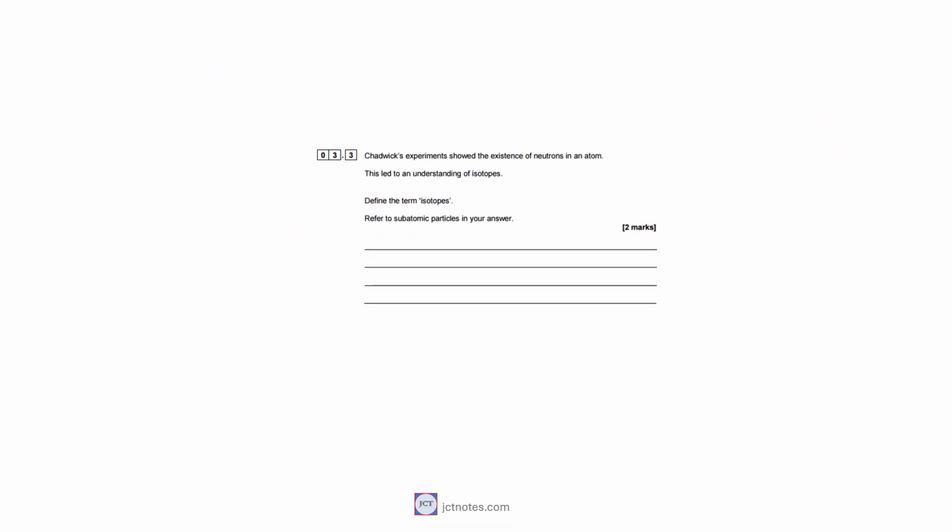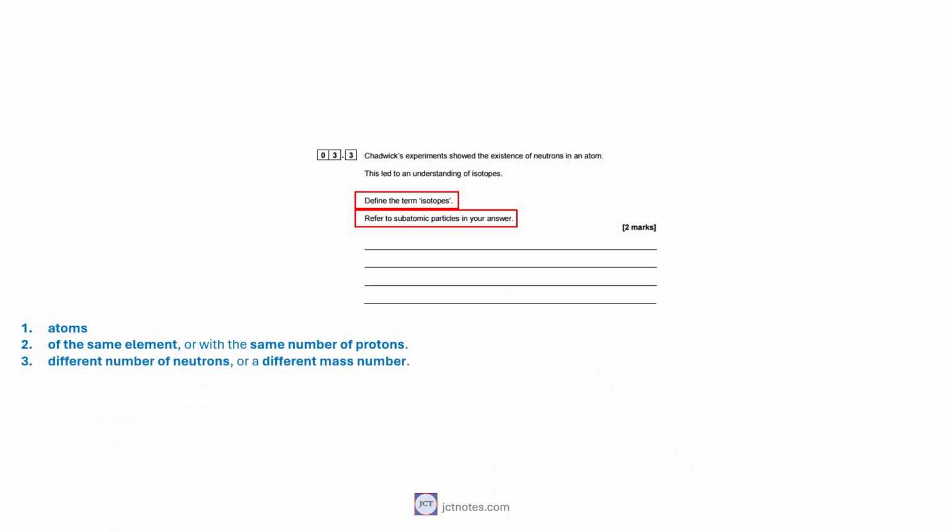In question 3.3, we are asked to define the term isotopes, referring to subatomic particles in our answer. To get full marks on an isotope definition, your answer must be a strict 3-part checklist. Part 1, you must state they are atoms. Part 2, they are of the same element, or with the same number of protons. Part 3, you must say they have a different number of neutrons, or a different mass number.